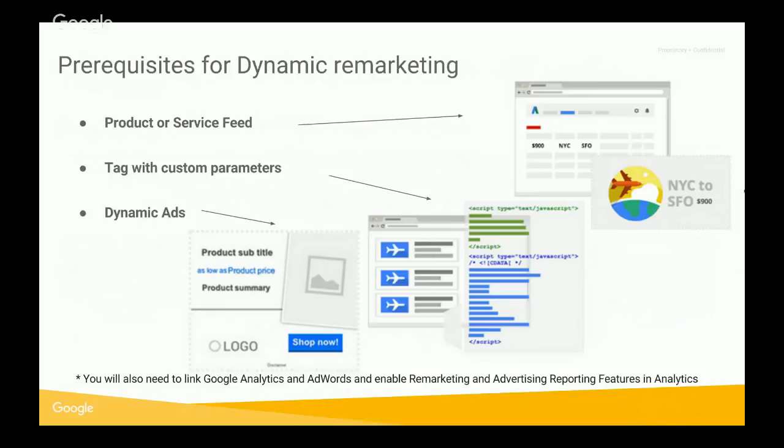Okay, so secondly, what's really important and a prerequisite in order to enable dynamic remarketing is tagging your website with so-called custom parameters. You'll need to add a dynamic remarketing tag with custom parameters to all pages of your website. This tends to be sometimes a little bit confusing, but it is really important that you place a tag on all the pages.